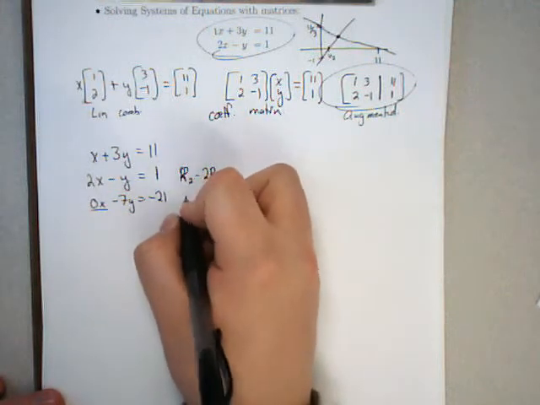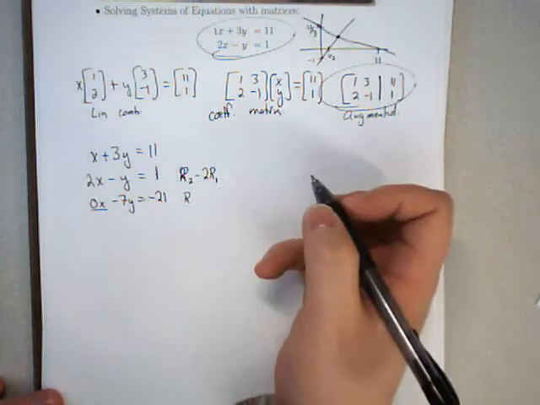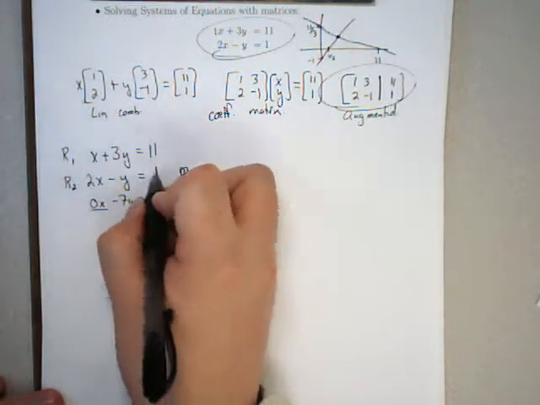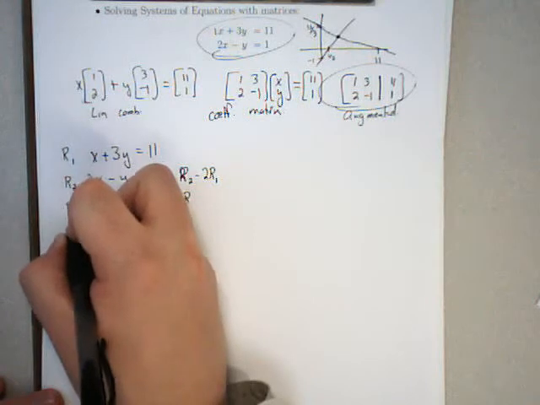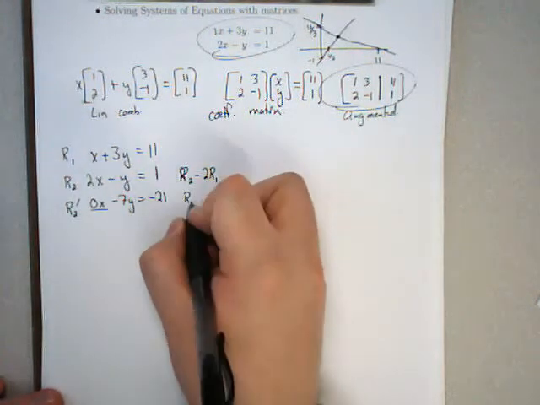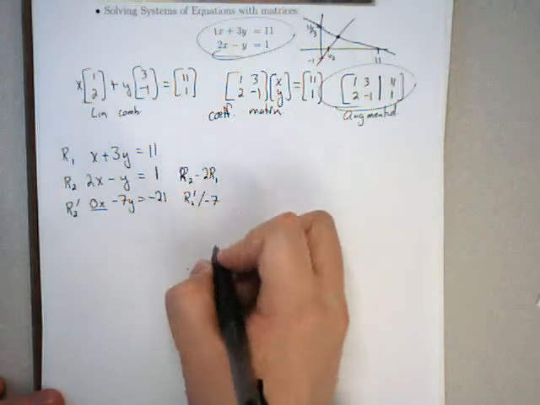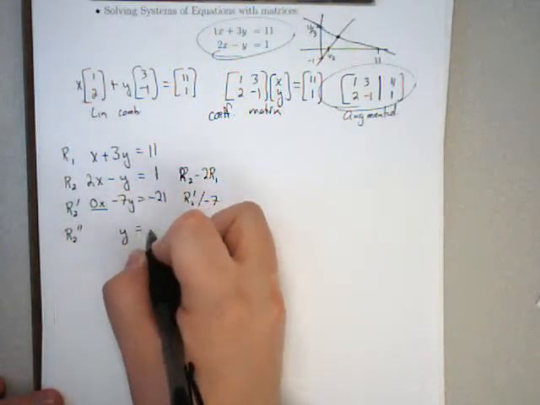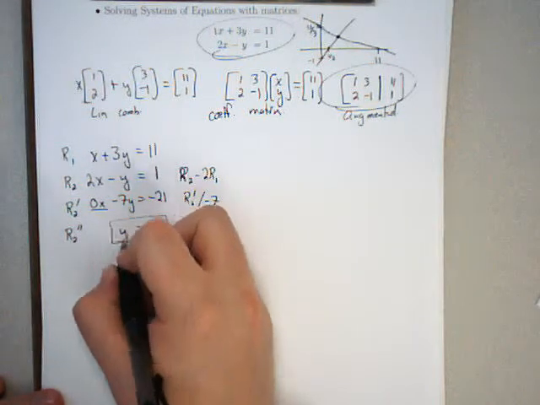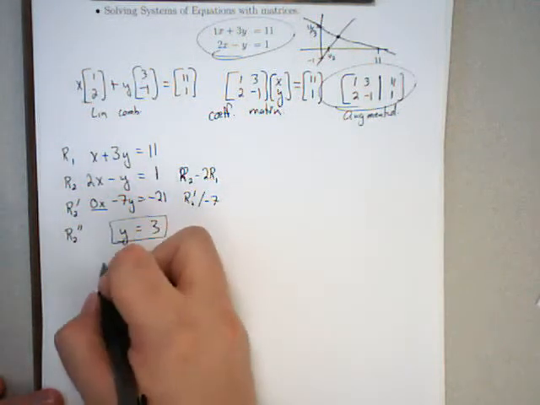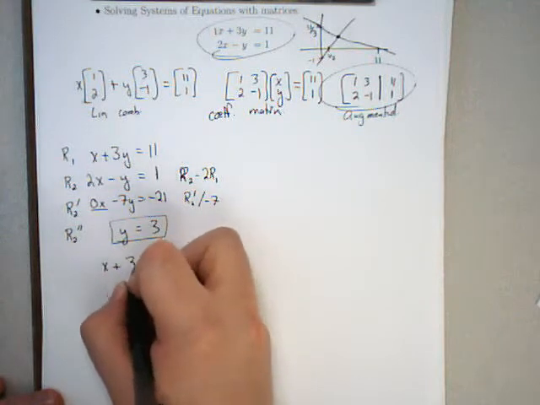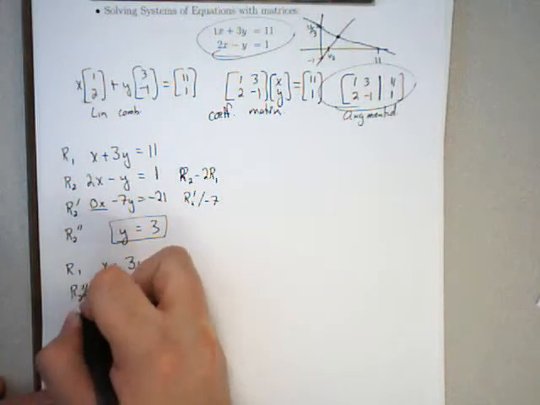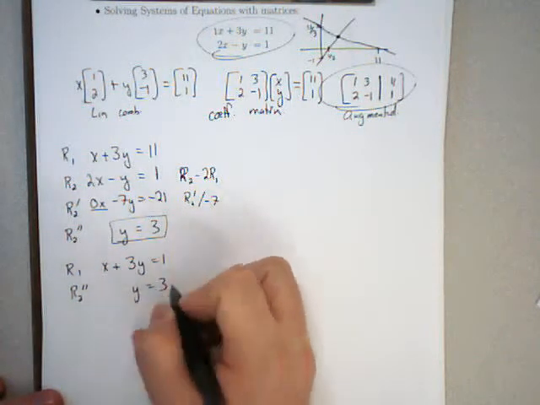I need a name for these equations. I'm going to call this row 1. I'm going to call this row 2. Now I took row 2 and I modified it, so I'm going to call this row 2 prime. If I take row 2 prime and divide it by negative 7, I've modified it again, so I'll call it row 2 double prime. That gives me y equals 3. I now have one of the equations that I need. Now I'm going to rewrite my system. I've got x plus 3y is 11, that's my row 1, and I've got my row 2 double prime, which is just y equals 3.